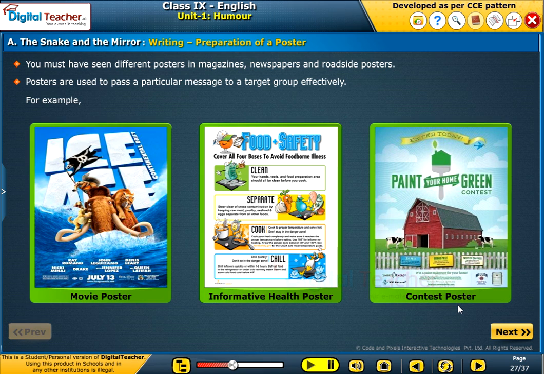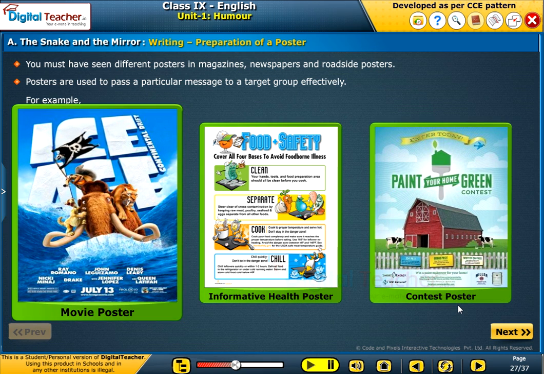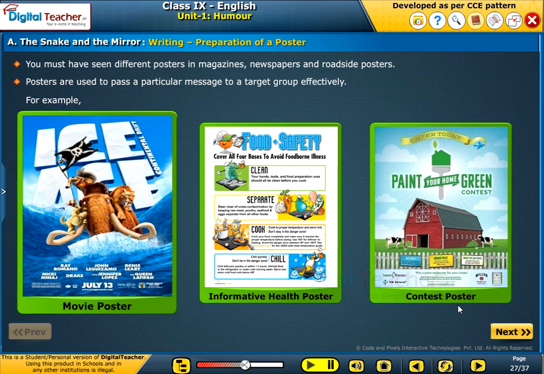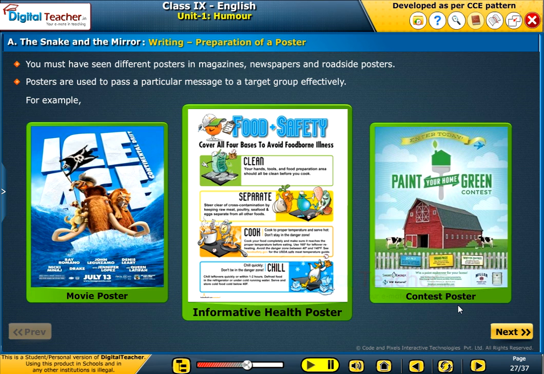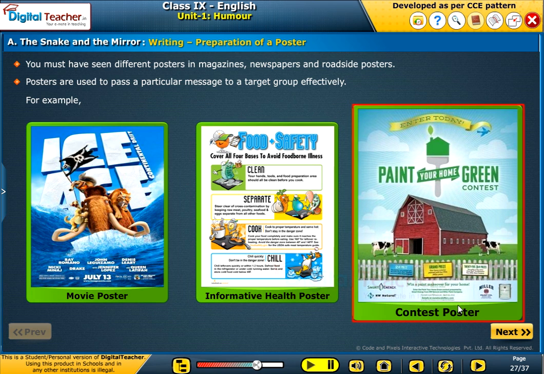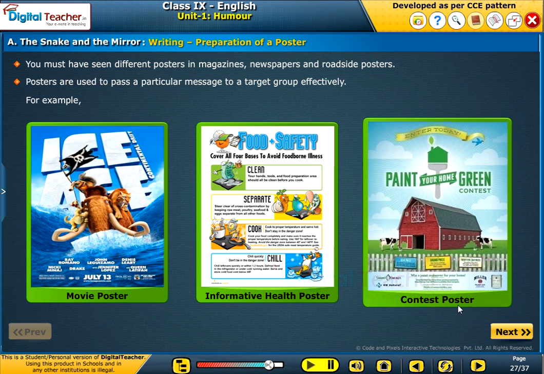For example, the movie posters give the following details: movie title, date of release, star cast. The health posters give the following details: theme, information. The contest posters give the following details: contest name, theme, prizes, sponsors.